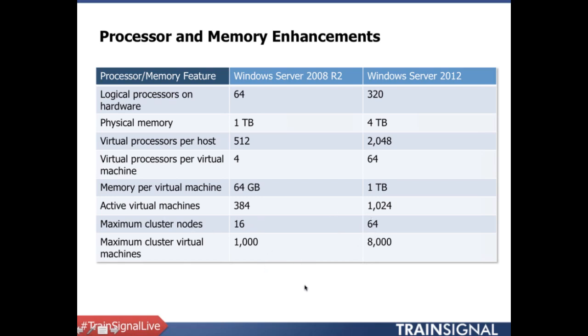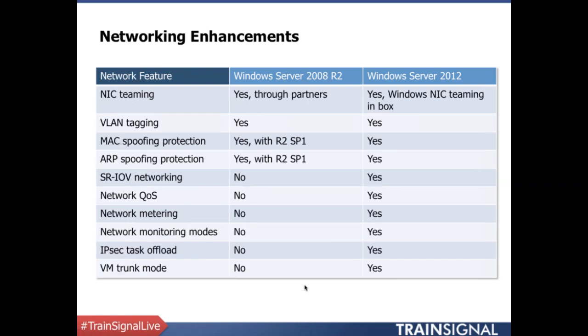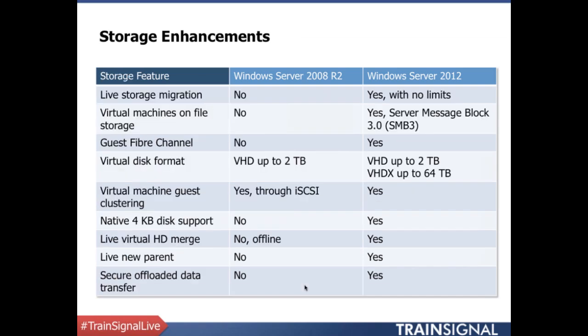I'm not going to read through every one of these, but you get the point. There's a lot of scalability enhancements related to processor and memory. There's networking enhancements. NIC teaming is now built in. VLAN tagging, ARP spoof protection, MAC spoof protection, SRIOV, network QoS, network metering, network monitoring. All these features are now included.